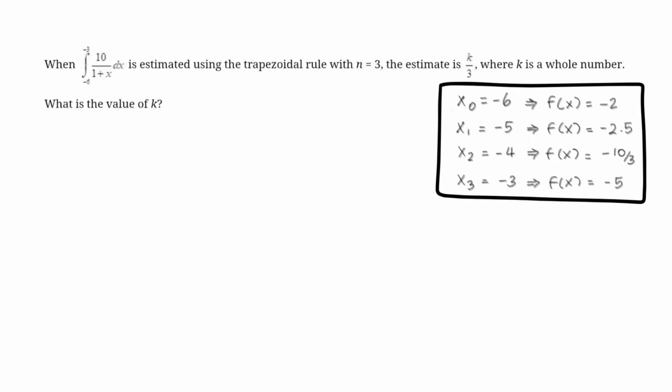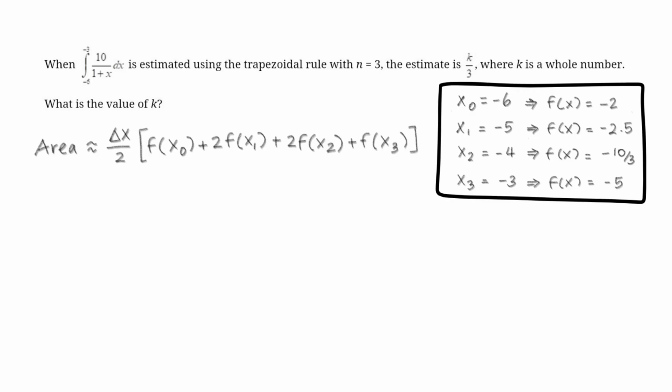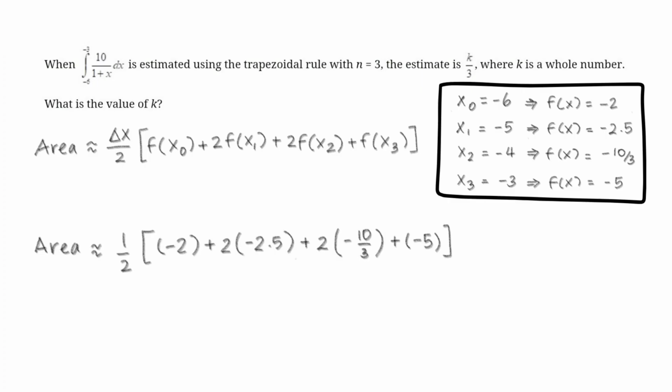For the final step, we are going to use the trapezoidal formula. Remember the rule. We take half the width, then add the first height, double the middle heights, and add the last height. Now we plug everything into the trapezoidal formula. Our area is approximately 1/2 times the sum of our heights. Inside the brackets, we have our first height, -2, plus 2 times -2.5, plus 2 times 10 over -3, and finally, our last height, -5.